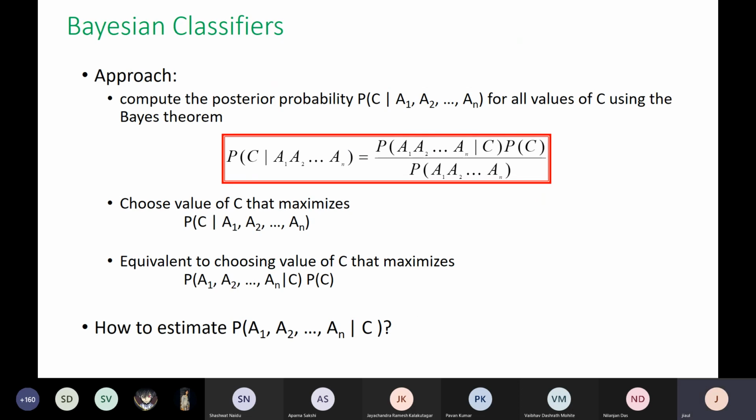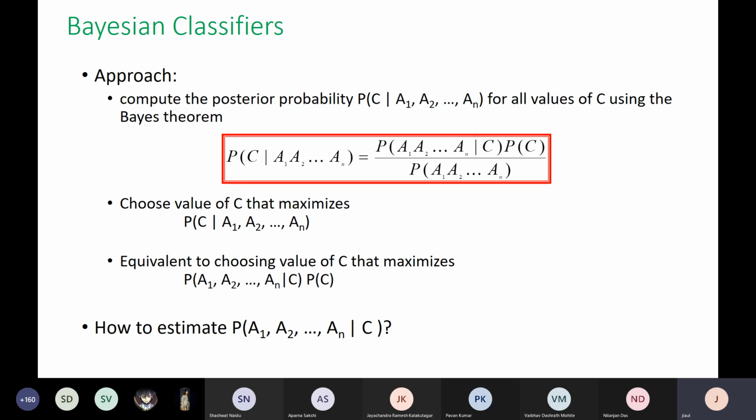Now a little bit of the mathematical underpinnings of Bayesian classifiers, and this is coming directly from the normal Bayes rule. What we want to do is compute the posterior probability. Given a set of feature values or observation a1, a2 up to an, we want to decide the probability that it will belong to class C. Given the observation, we want to measure the probability that this particular observation will belong to class C. That's what we want to do.